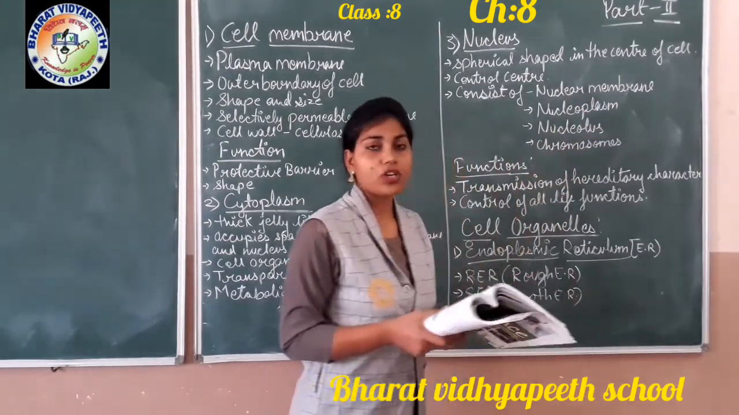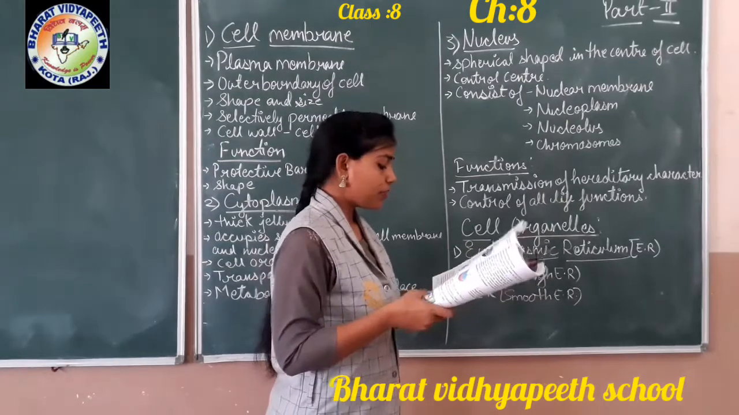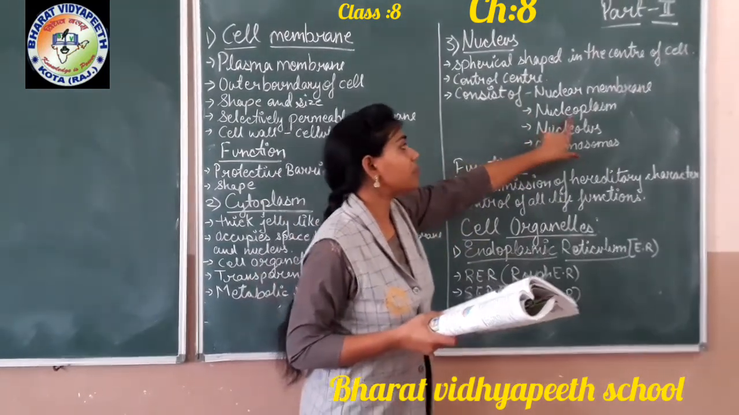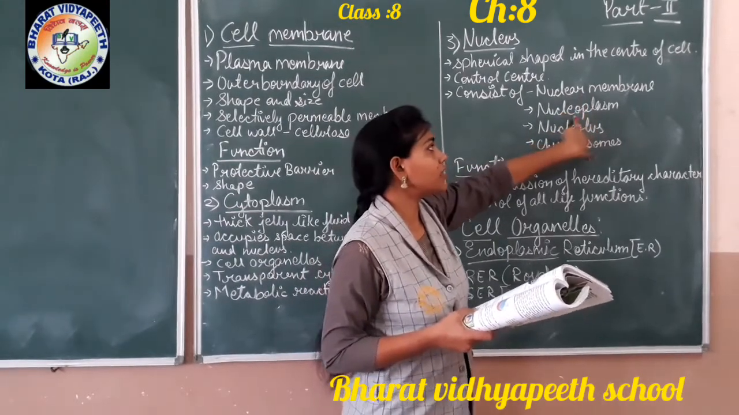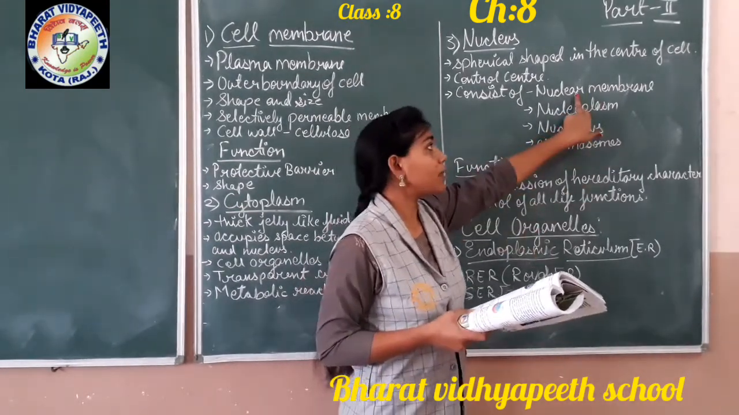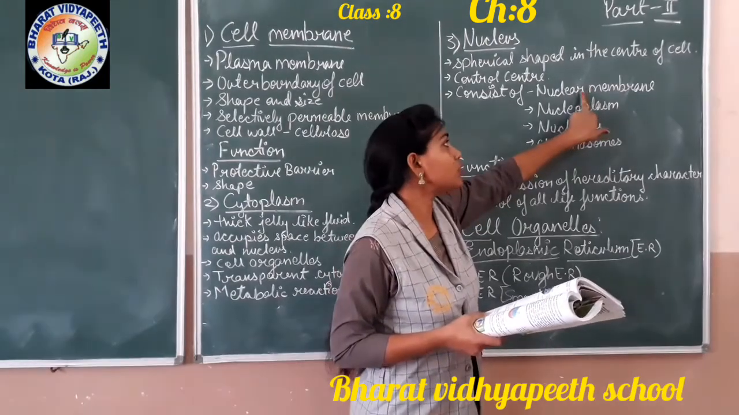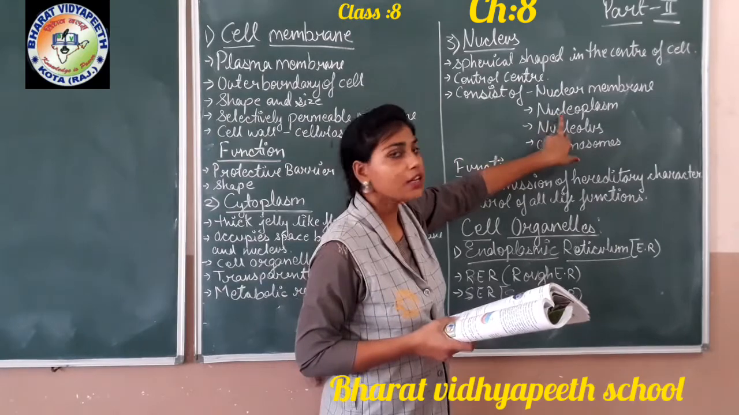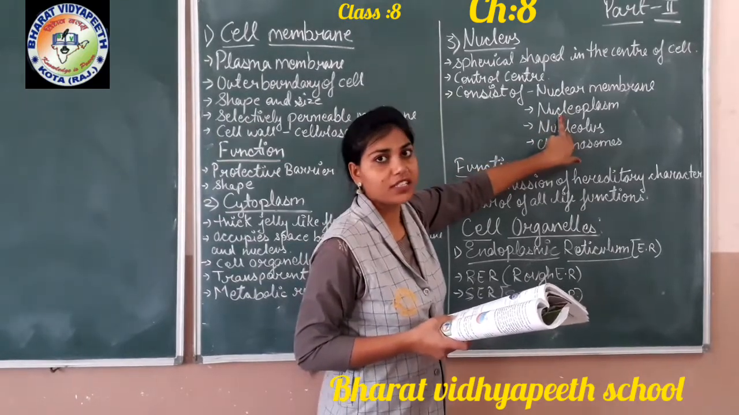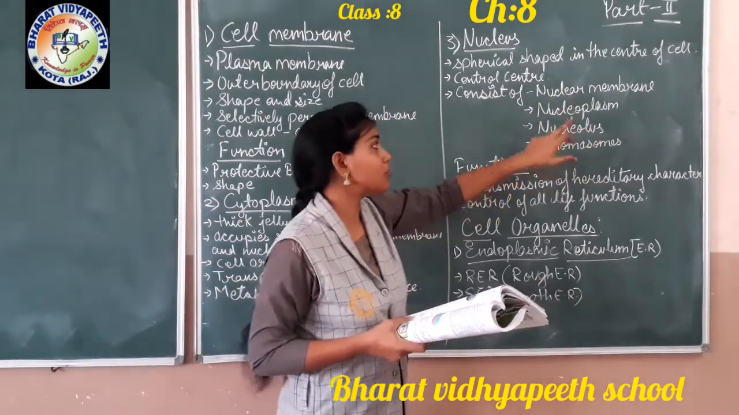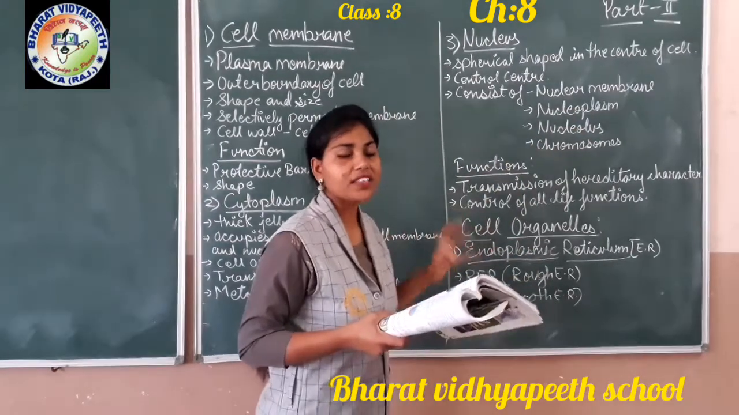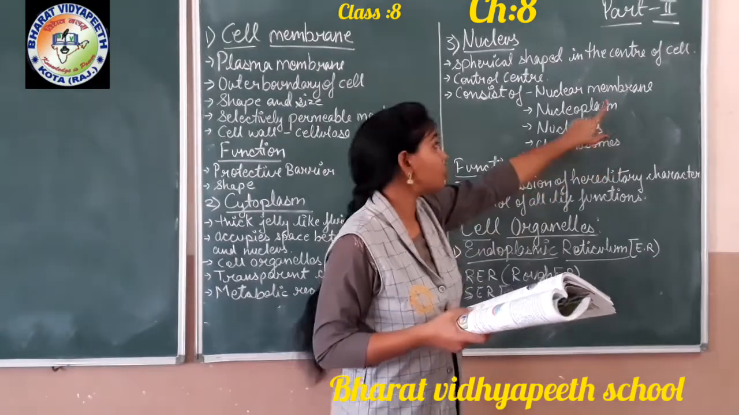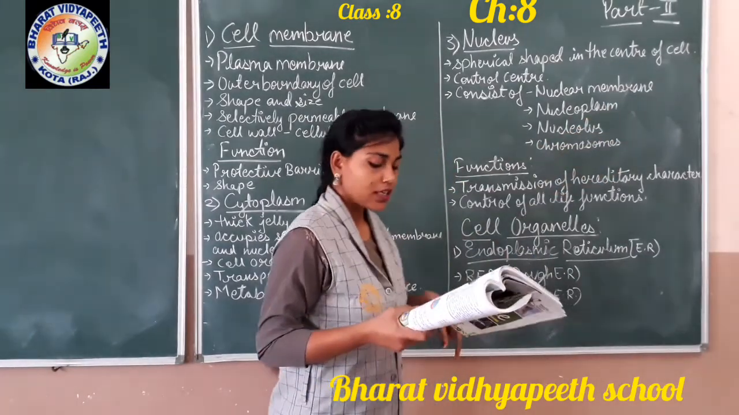What does this nuclear membrane do? It helps the movement of material between the cytoplasm and the nucleoplasm. It controls the material from entering into the nucleoplasm, protecting it so that no extra or waste product can enter the nucleoplasm. The first is the nuclear membrane, which is the outer covering.